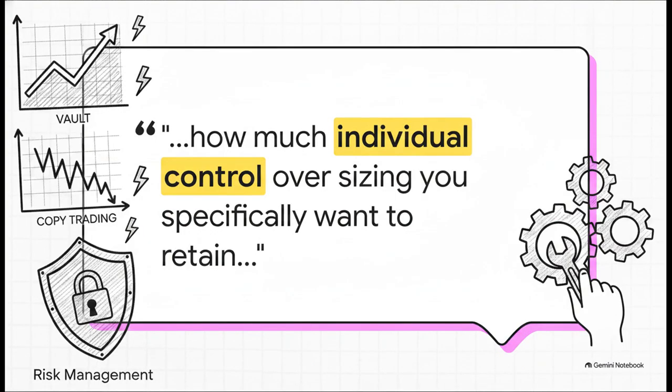I absolutely love this quote from our source material. Let me read it to you. The real comparison is not vault versus copy trading in the abstract, but how much individual control over sizing you specifically want to retain once a leader's trade goes wrong. That is the entire philosophy wrapped up perfectly. A leader's trade will eventually go wrong. It's inevitable. The question isn't whether it will happen, but how you have positioned yourself to survive it. Risk management is and always will be your personal responsibility.